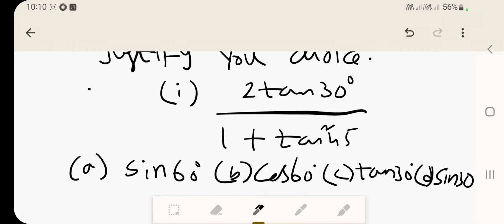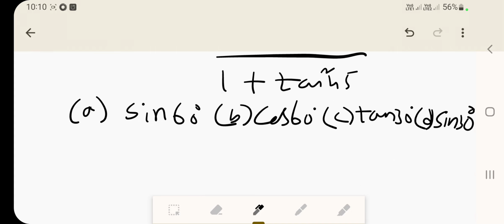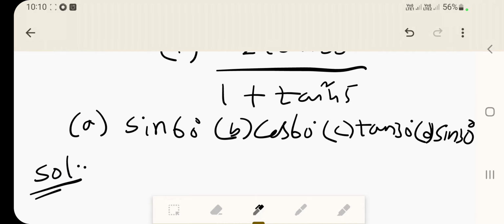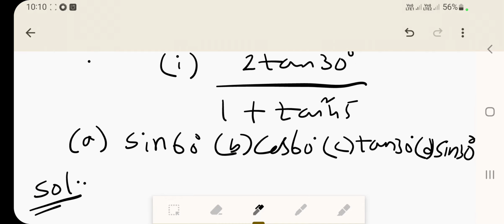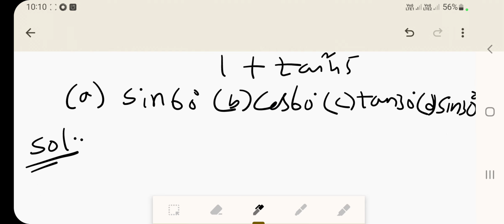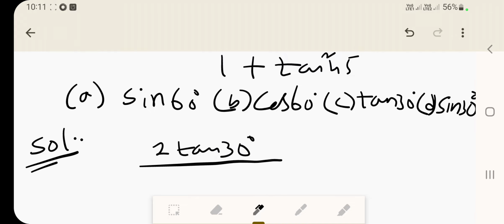Four options they have given. You can take 2 tan 30 by 1 plus tan square 45 as the LHS, and whatever answer you choose here, based on what calculation you selected it, that you have to prove. So you can take it as 2 tan 30 divided by 1 plus tan square 45.